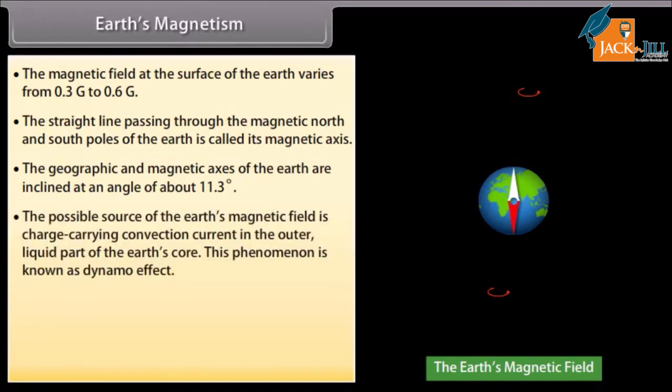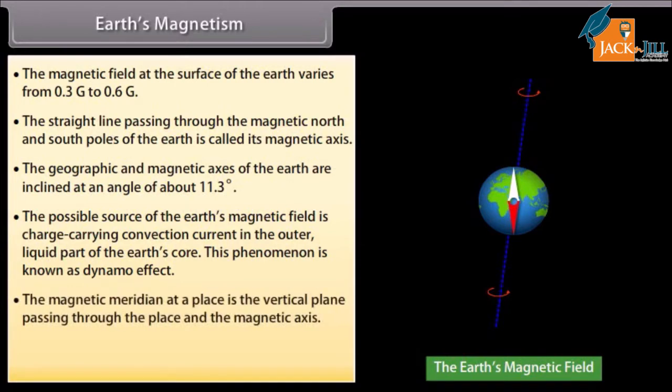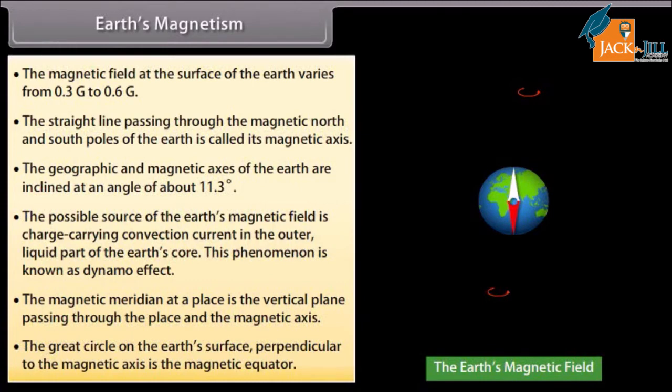The possible source of the Earth's magnetic field is charge-carrying convection current in the outer, liquid part of the Earth's core. This phenomenon is known as the dynamo effect. The magnetic meridian at a place is the vertical plane passing through the place and the magnetic axis. The great circle on the Earth's surface perpendicular to the magnetic axis is the magnetic equator.